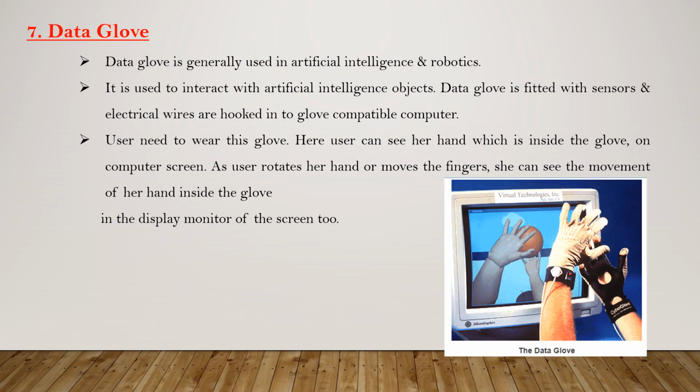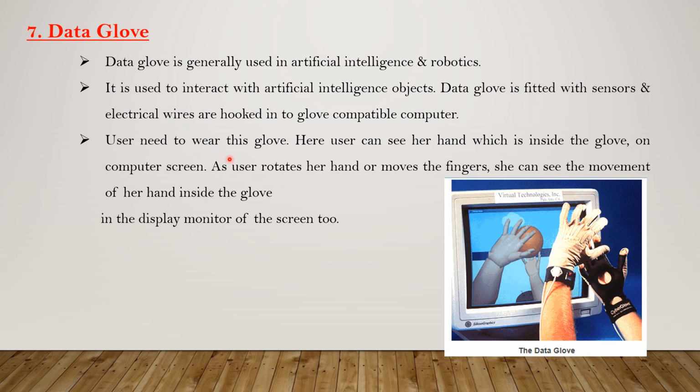Next you have data glove. See, data glove. So data glove is generally used in AI and robotics. Okay, artificial intelligence and robotics. So it is used to interact with artificial intelligent objects. Now data glove is fitted with sensors and electric wires are hooked into a glove compatible computer. So this is a computer, and whatever work you do here, it will be shown here.